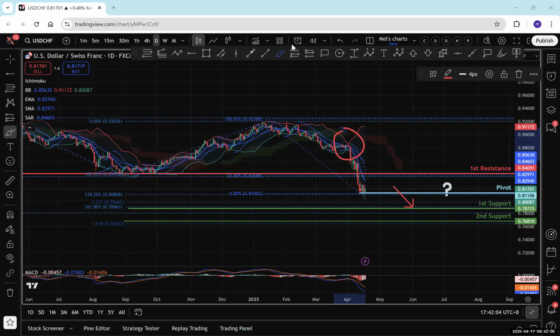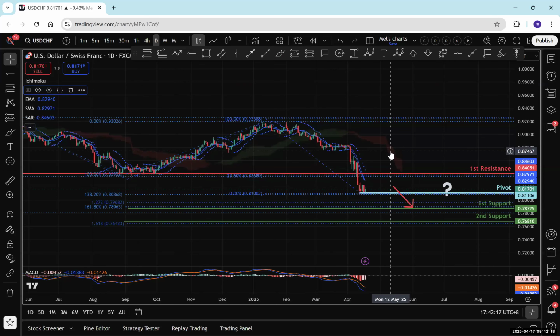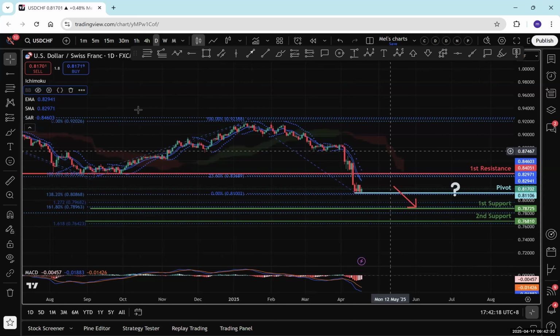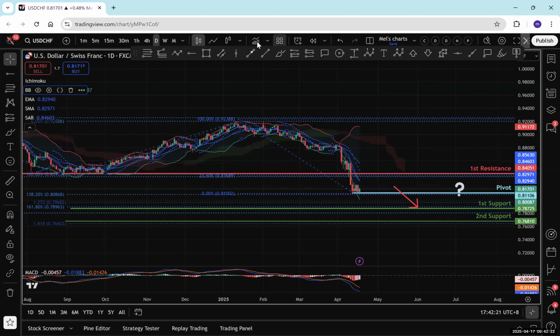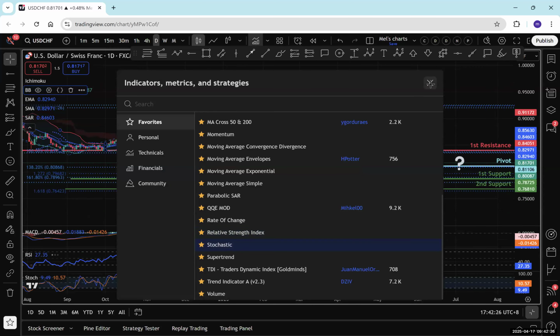Oops. Okay, sorry about that. I clicked the wrong button. Yeah, so let's look at EMA, SMA, and SAR. Prices moving below all three of those indicators. So that's fine. And lastly, of course, our momentum indicators.